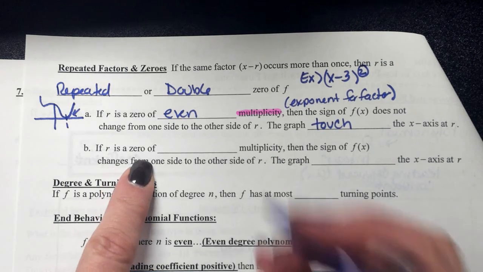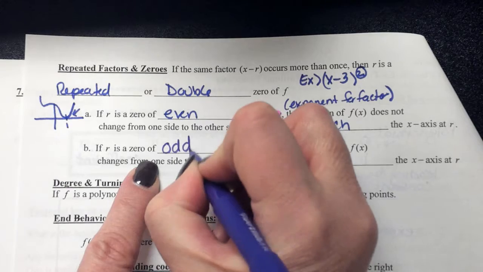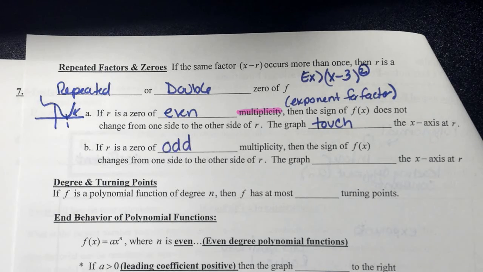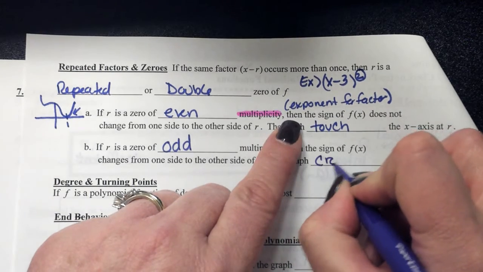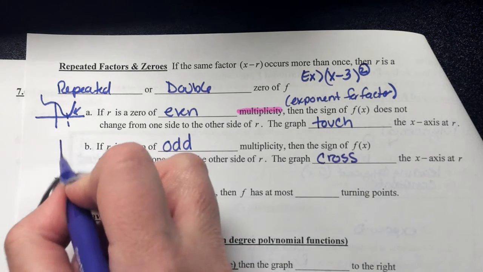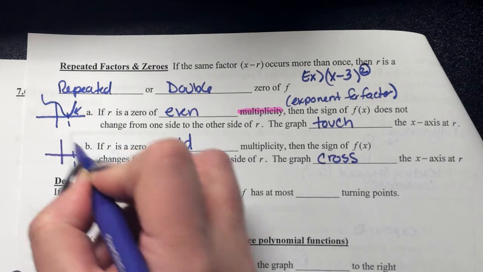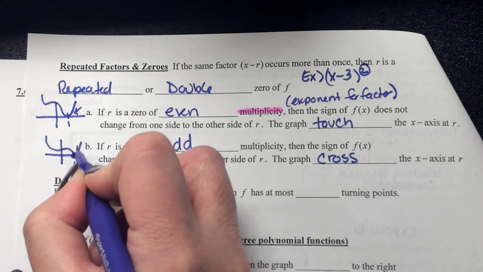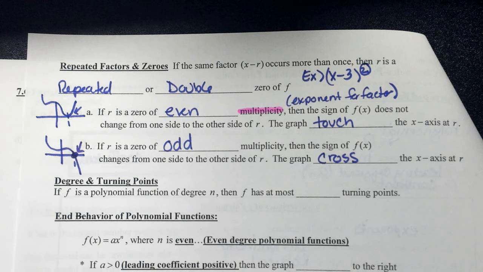If your zero is of odd multiplicity, the sign of f of x changes from one side to the other. The graph will cross the x-axis at R. So again, if you've got an odd multiplicity, what will happen with your graph? It'll actually cross over. It makes that cross over the x-axis. Okay. And you guys should have talked about this last year, yes?